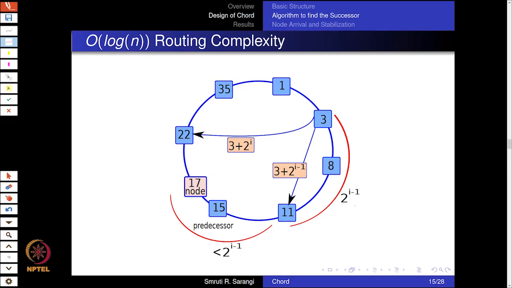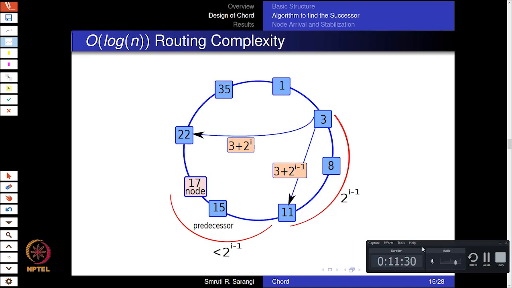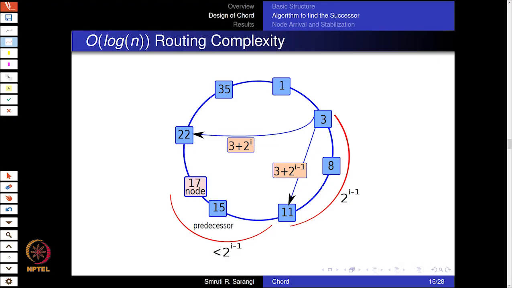So if that is the case, we need to understand how many messages are actually sent. So let us look at this concrete example of a set of nodes, and we are interested in ID number 17. This can be the ID of a key, ID of a node, it doesn't matter. It's not that important.